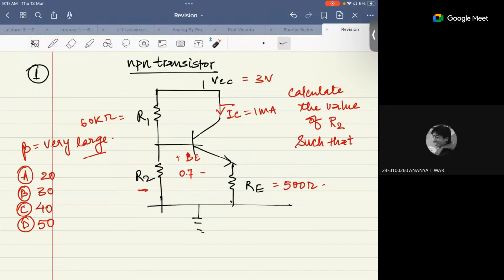Anyone else? What is the current you have got? Current 30 milliampere. 30 milliampere or 0.03? Yes, sir. Yeah.